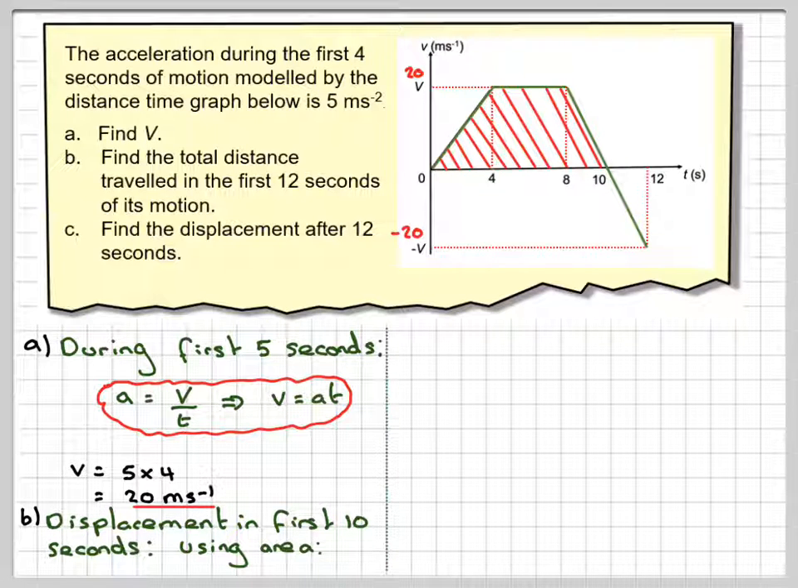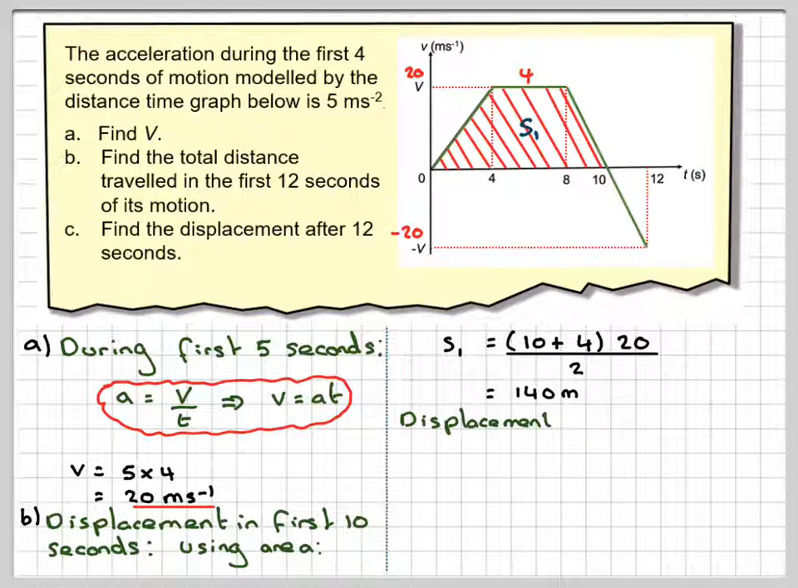So using area, we're going to say that S1 is going to be 10 plus 4 times the height of the graph, which is 20, divided by 2, and that gives you 140 meters. Now finding this one here separately, that's going to be this area here, which we're going to call S2.